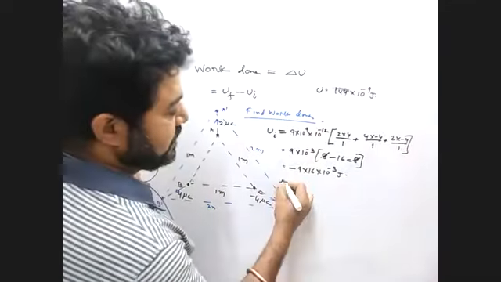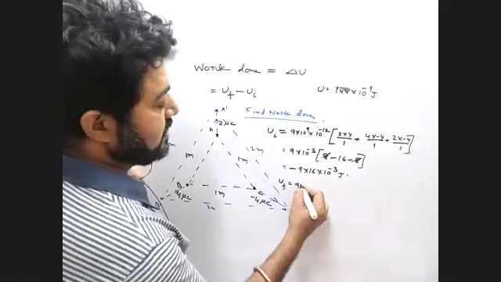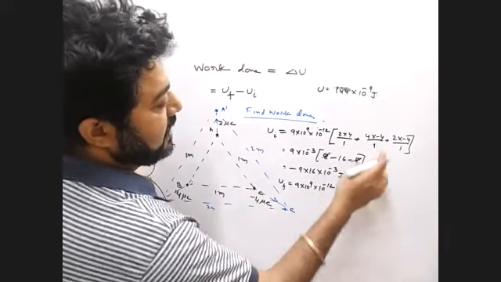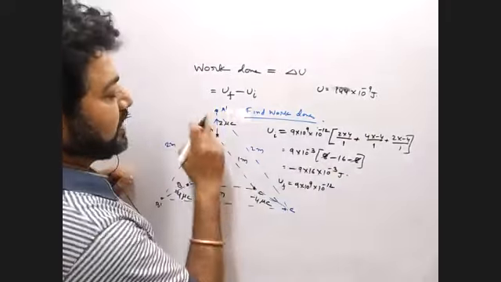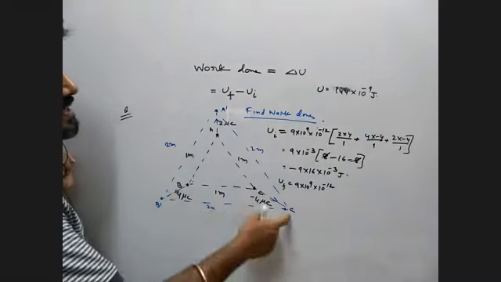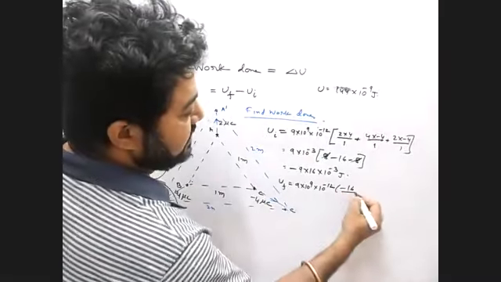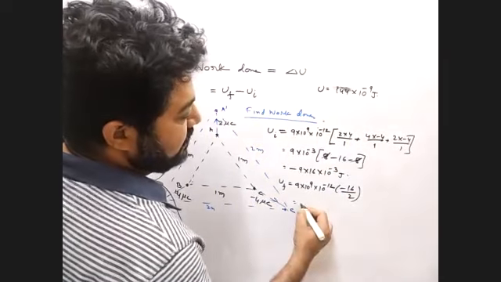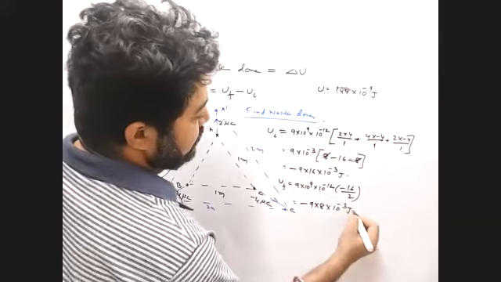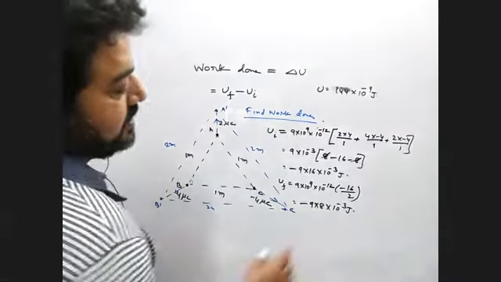Now, what is your final potential energy? The final potential energy is 9 into 10 to the power 9, into 10 to the power minus 12, and everything is the same, only in place of 1 meter, now the charges are 2 meter apart. So everything is the same, minus 16 by 2. So basically you have minus 9 into 8 into 10 to the power minus 3 joule. So the initial potential energy is this one, and the final potential energy is this one.